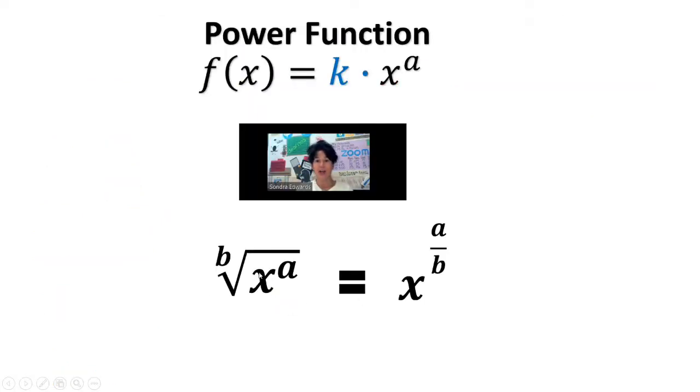This is just a reminder of how you go from root form to exponential form. I have the bth root of x to the power of a. That is equivalent to x to the a over b. The way that I remember it is a is on the inside of the root symbol and b is on the outside. If you were to flip a shirt inside out, then a inside out. And so in the numerator, inside out. That just helps me to remember the order.